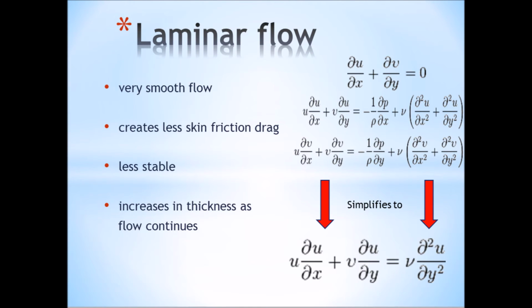There are two different types of boundary layer flow, laminar and turbulent. Laminar flow creates less skin friction drag and is very smooth, though less stable. The thickness of this kind of flow also increases as the flow continues. On the right-hand side, you can see how the boundary layer concept helps simplify the continuity equation and the Navier-Stokes equations into a much easier parabolic PDE.